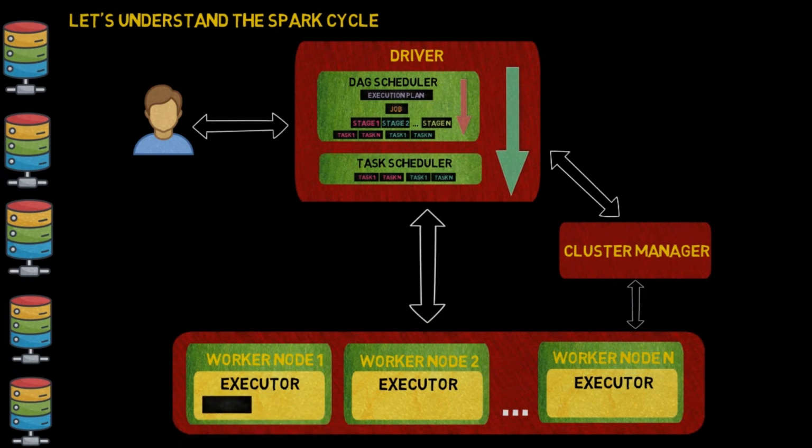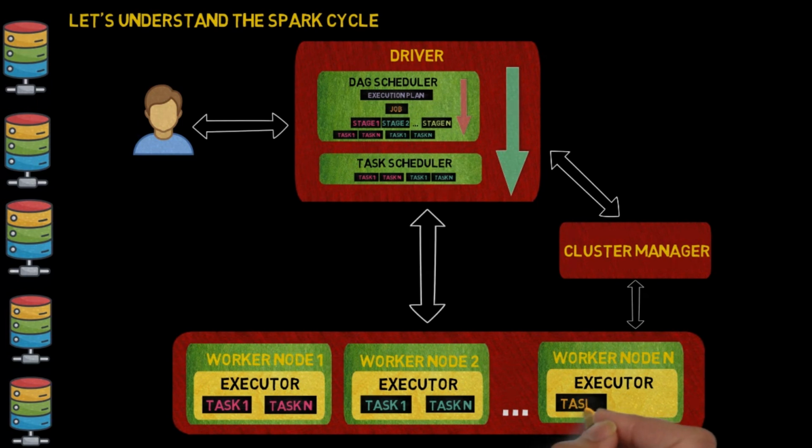The driver directly assigns tasks to the worker nodes and oversees task execution. The nodes execute the tasks using executors and return the results to the driver. A node can host multiple executors. The driver returns the results to the user or stores the output in a specified storage.